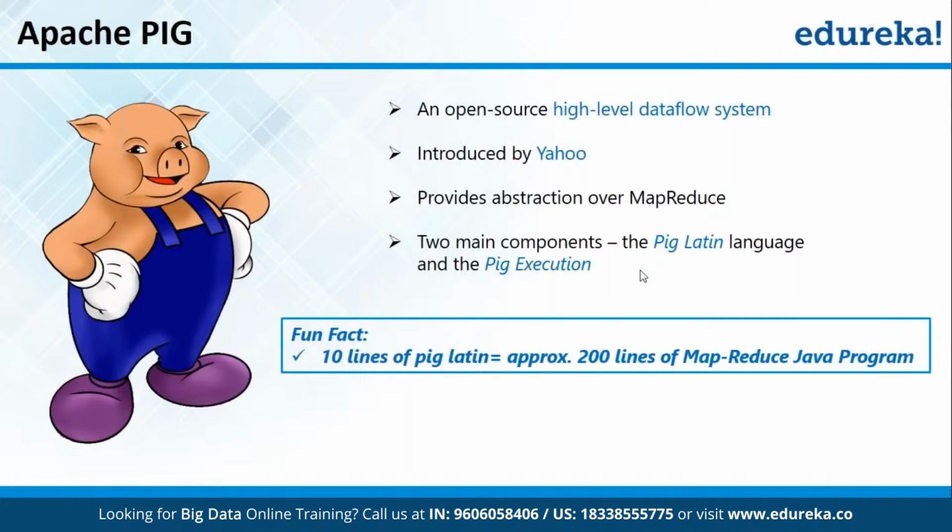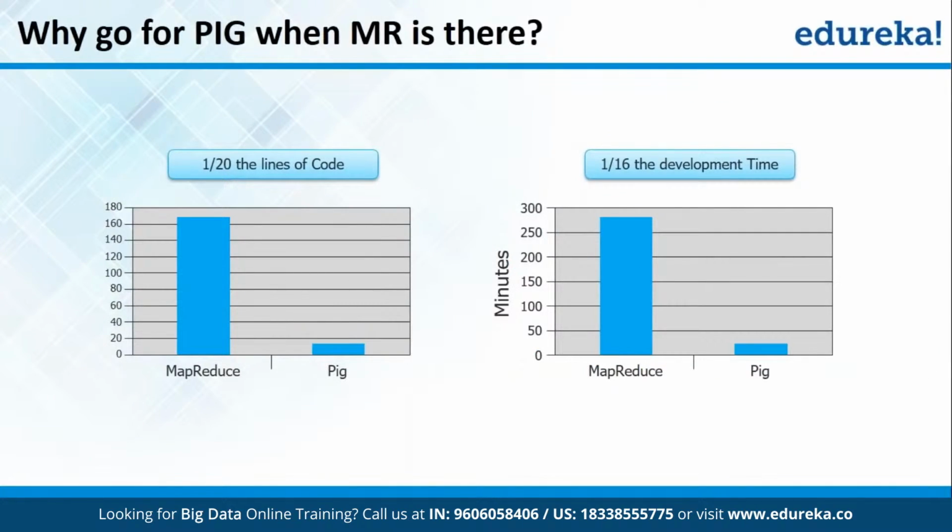So let's move on and look into why we have to go for Pig when MR is there. There are two simple reasons. One is the Pig code is 1/20th of the lines of code that we have to write in MapReduce. So it makes your life very easy. Also, as a result of this, the development time also gets reduced, which is almost 1/16th of the development time required in MapReduce. So these are the two main reasons because of which we should always go for Pig whenever a task can be achieved using any of these tools.